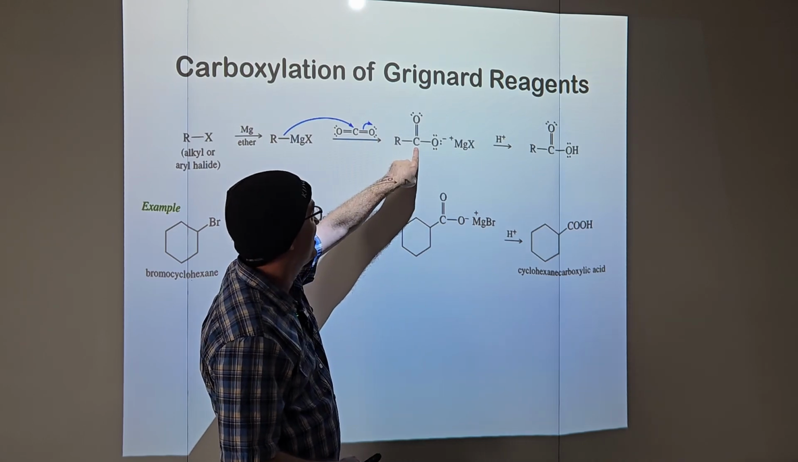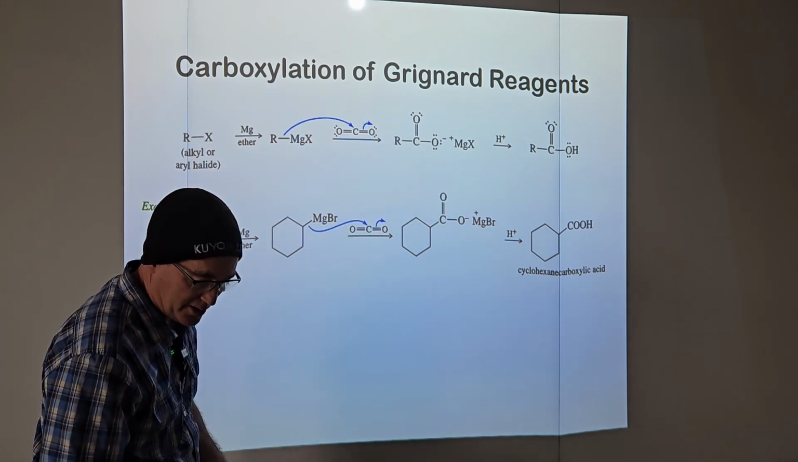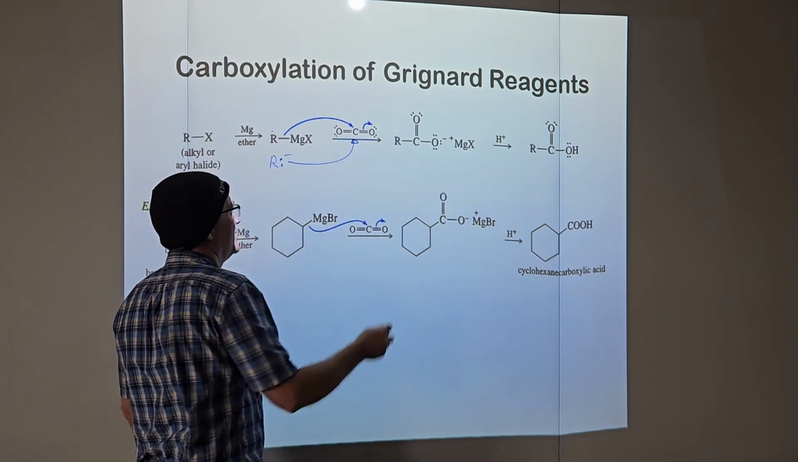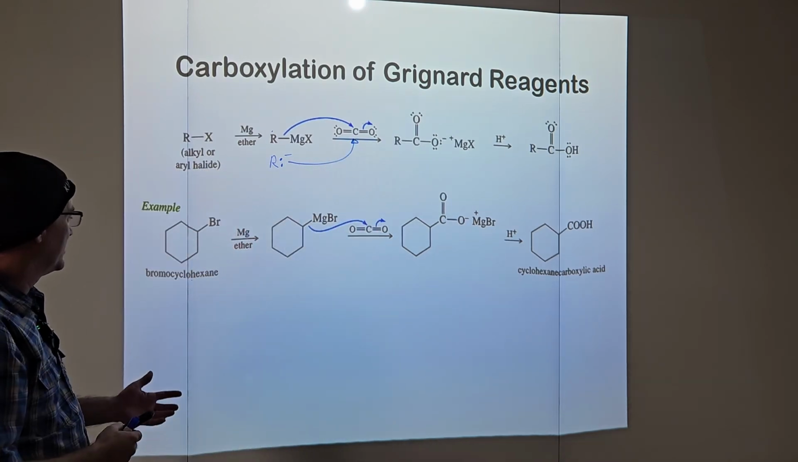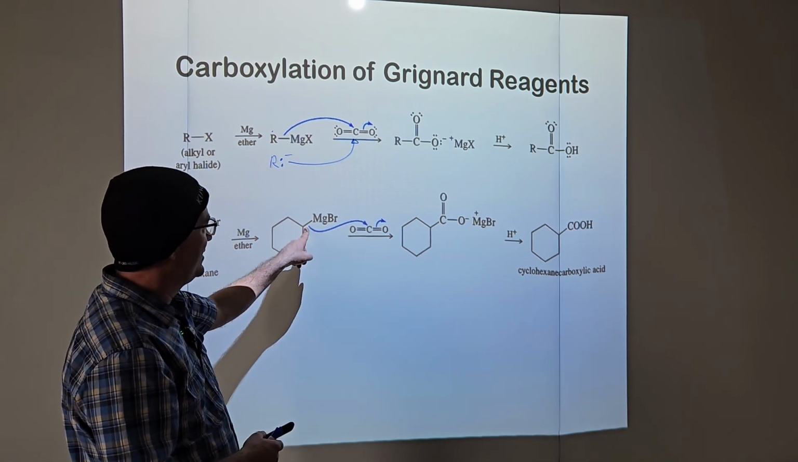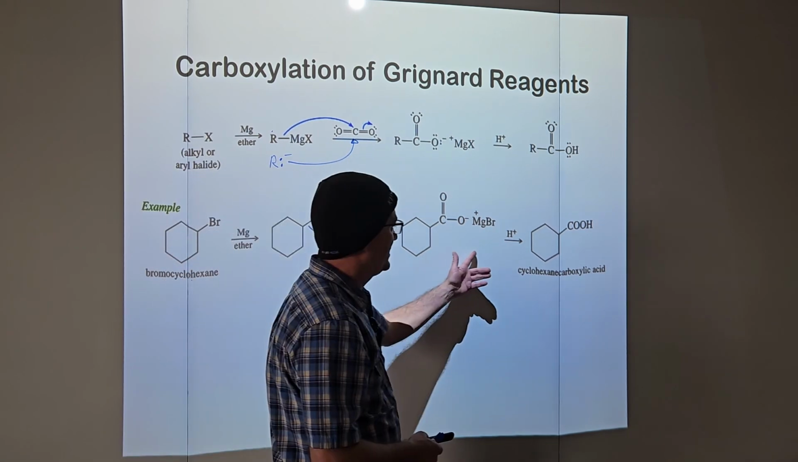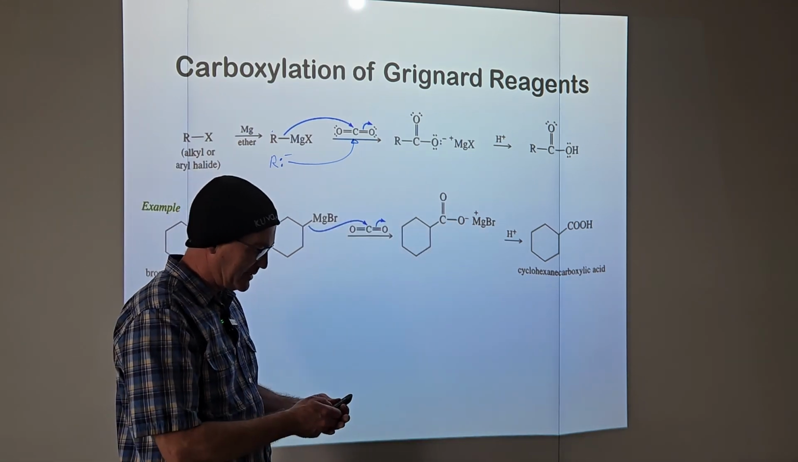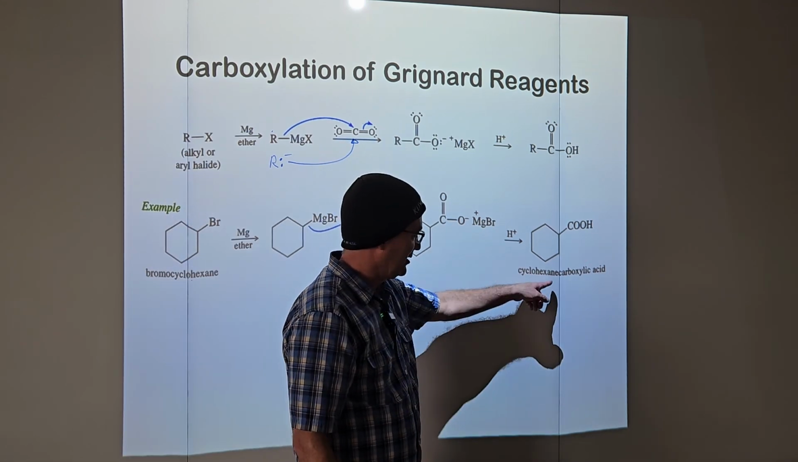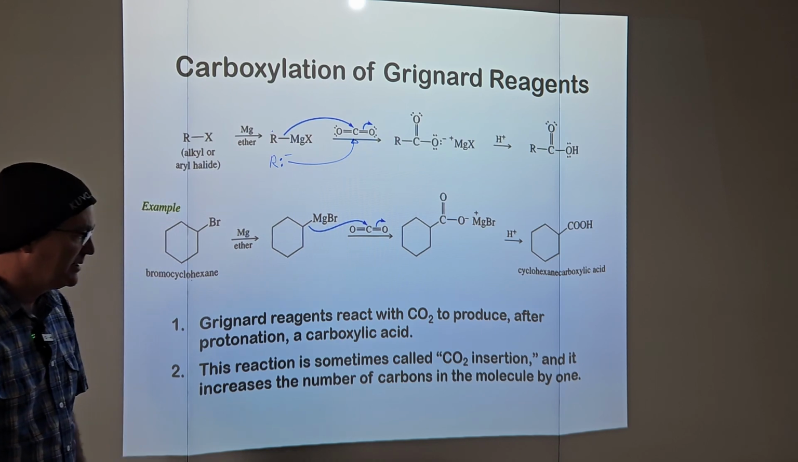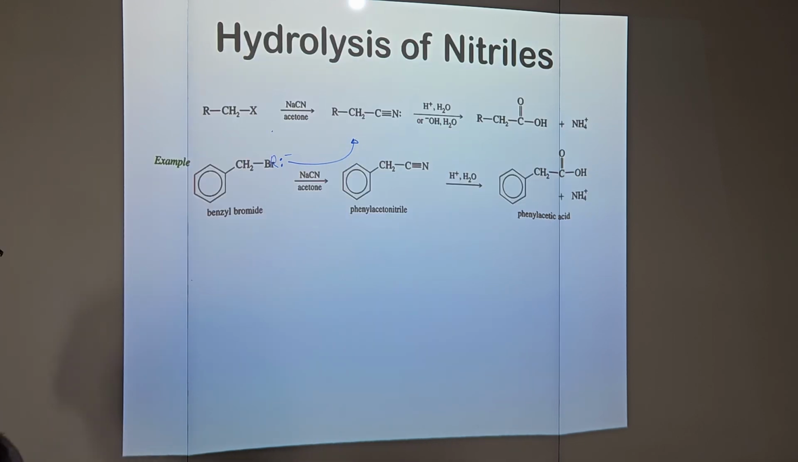This thing's rather positive, and you always want to think of the Grignard as the strongest base known to mankind. Slams in there, does its thing. So here's bromocyclohexane, form the Grignard, carbanion there, slams into there, and by the time you protonate it, cyclohexane carboxylic acid. Reviews our nomenclature from Wednesday. Sometimes called CO2 insertion, and it increases the carbons in the molecule by one.